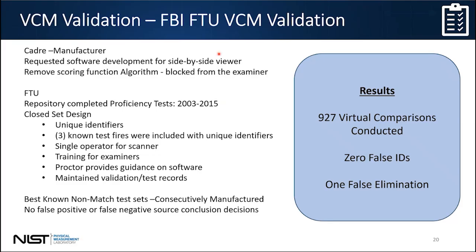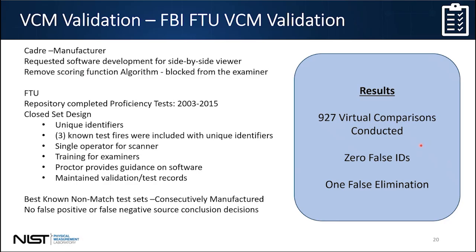And they assigned a validation manager. This could be the same manager, basically like the tech lead for your hardware, or a researcher within your unit that you can assign. But they were the ones proctoring the exams, providing the test sets, collating the data, and those kind of things. And they also included best known non-match test sets, consecutive manufacturer test sets. And all in all, they conducted 927 comparisons. They didn't have any false IDs, but they did have one false elimination.